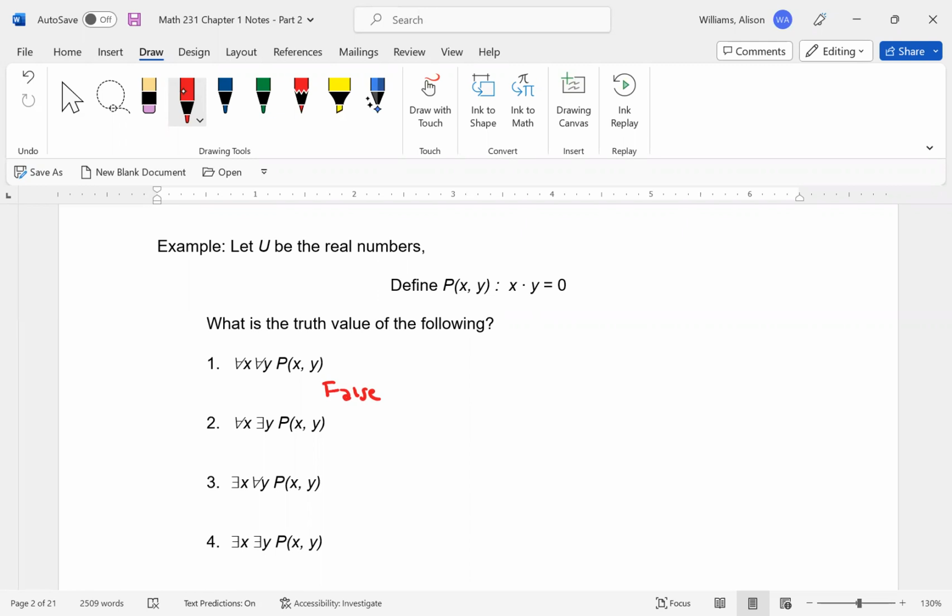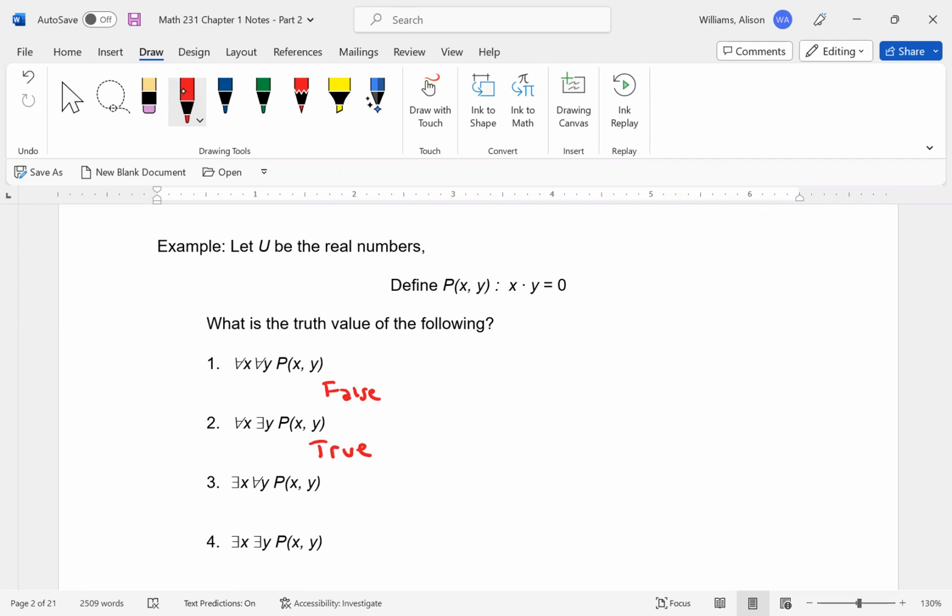Okay, for all x, there exists a y. So for all real numbers, there exists another real number such that when you multiply them together, you get 0. That's true. That makes sense, because when we look at all the real numbers, we can find another real number that when we multiply, we get 0. In fact, that other number is 0 itself.